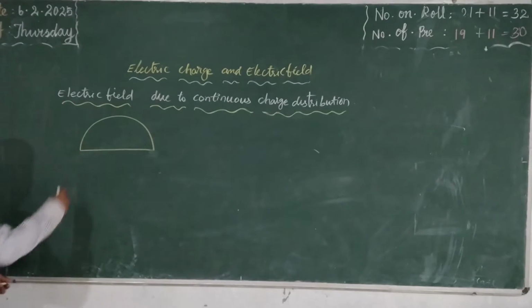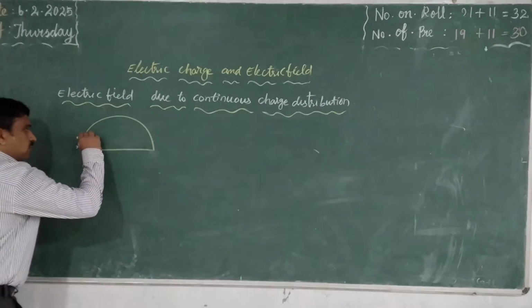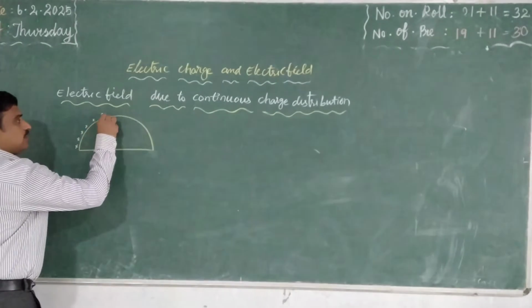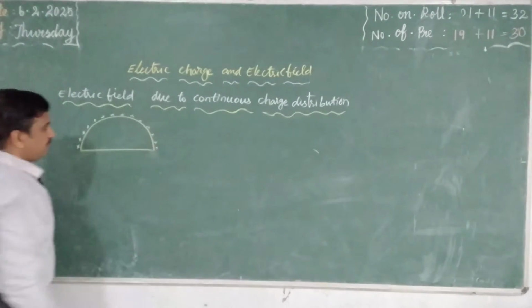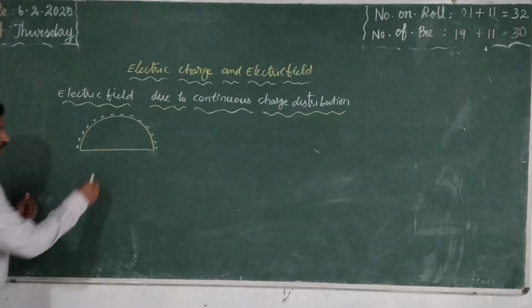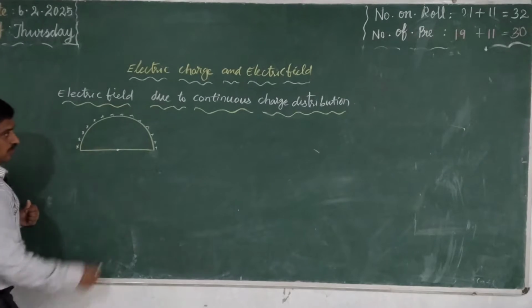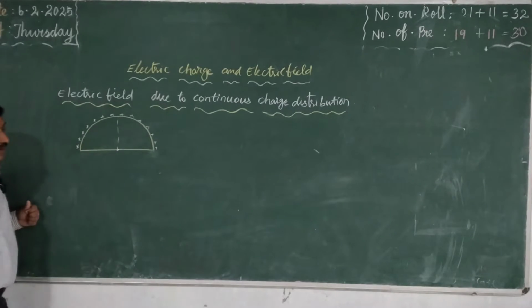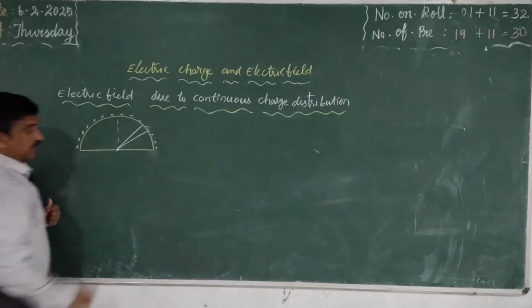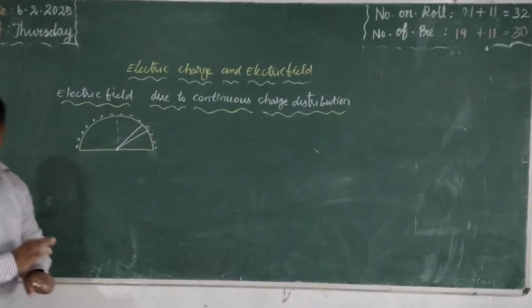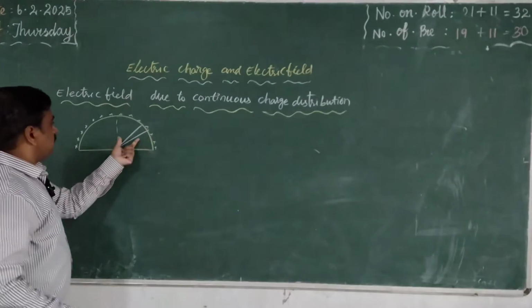See, we can take here, in this semicircular rod, charge is distributed continuously. Here positive charge is distributed continuously. See, here we can take the center point. This is the center point. Here, see, this is the radius. See, we can take a small elemental region. Why? For an extended object Coulomb's law is not valid, so we take elemental parts.